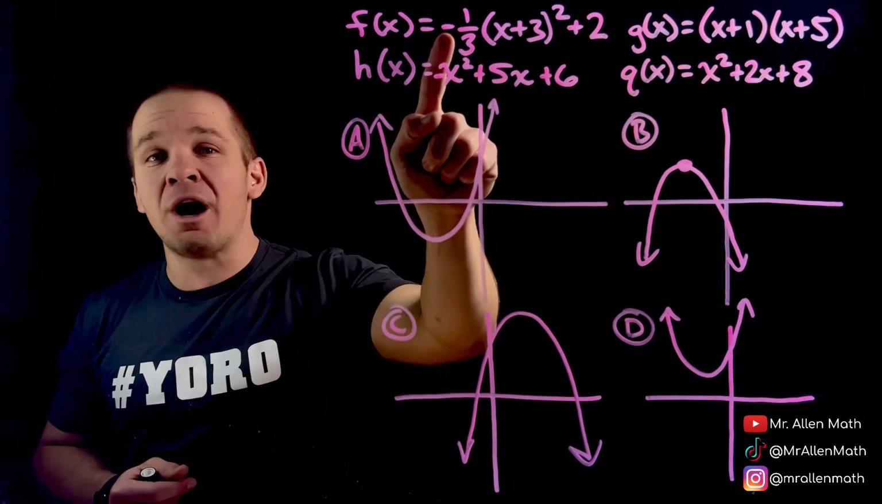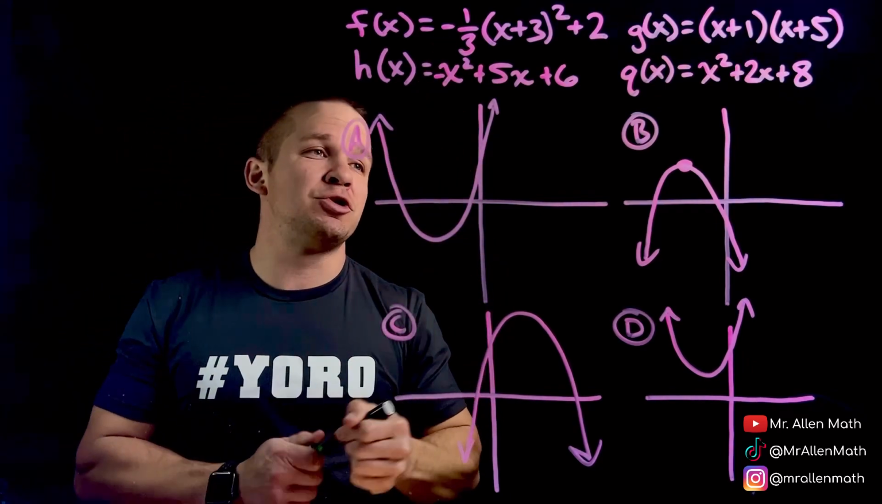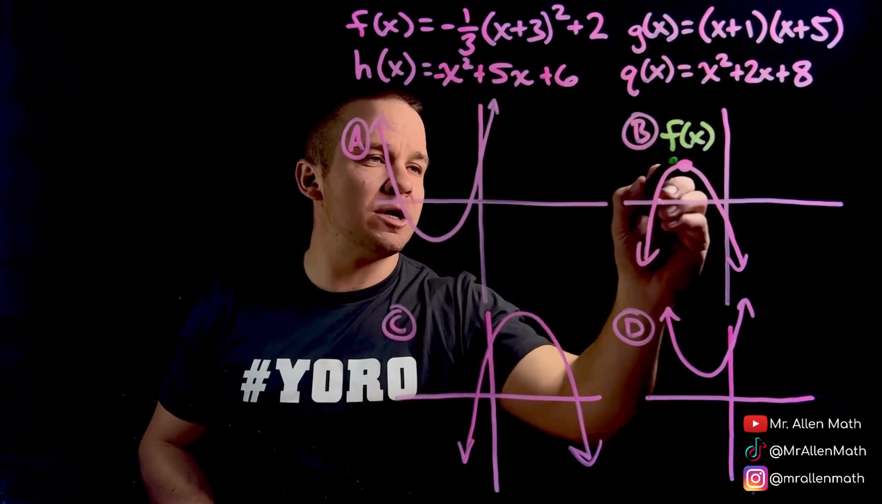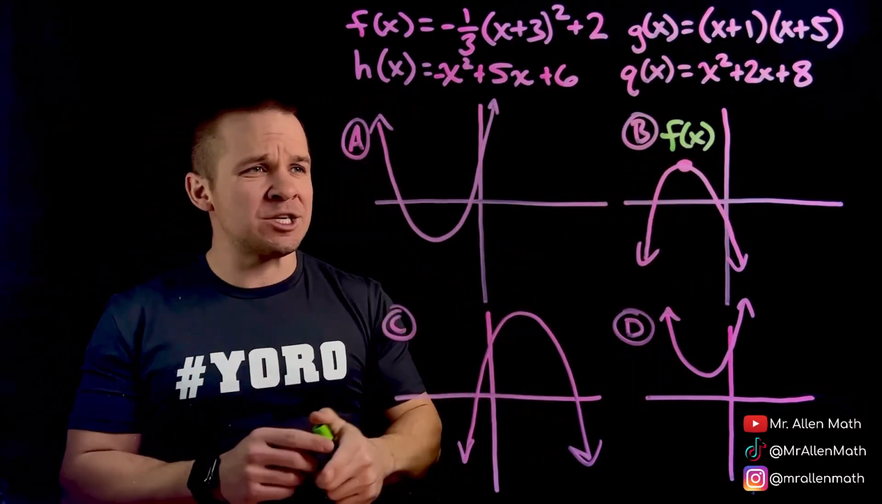Well, we got a negative out front here, meaning it's concave down. So it's got to be choice B here. F of x is choice B. Dope. Next one, g of x.